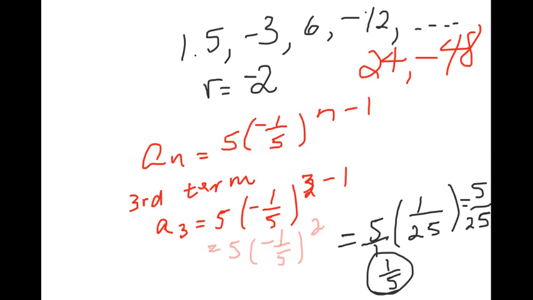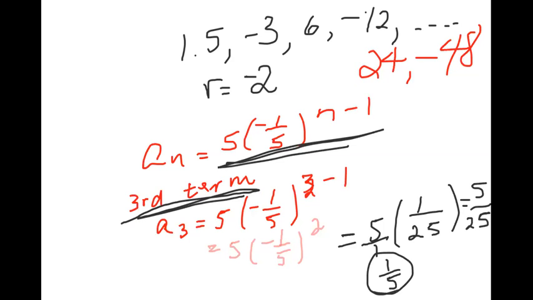Yes, negative 1/25. The third term? Oh no, the third term was 1/5. Yeah, that's what we just found. Remember, I was looking for the third term. I used the formula, I plugged in 3 for every n, and then worked it out and found the value of the third term. Yes, yes. So once you create that formula, it will help you to calculate any term in that pattern, in that sequence.